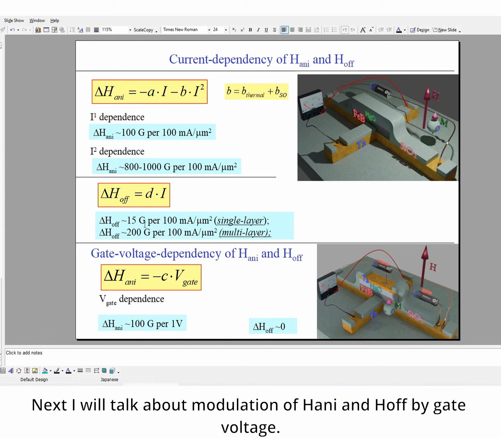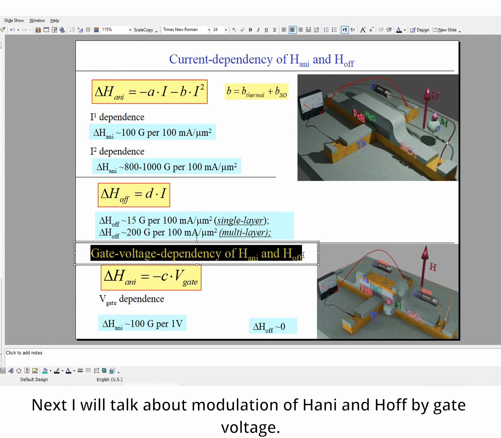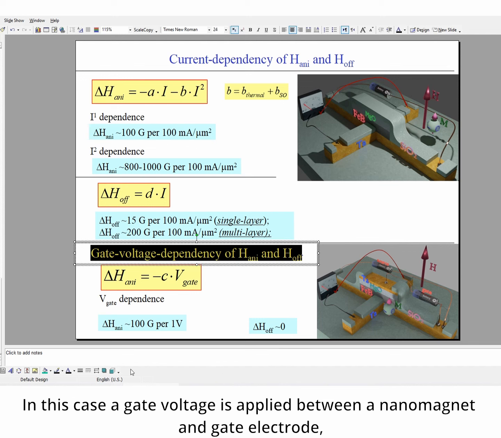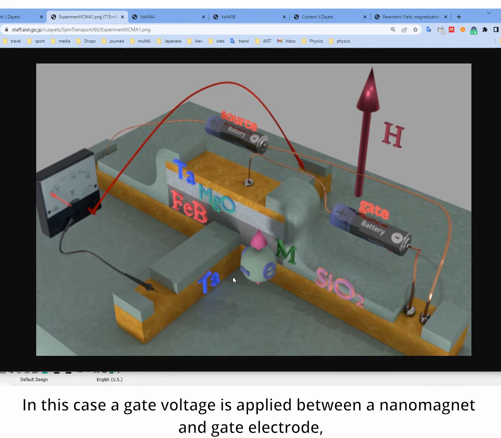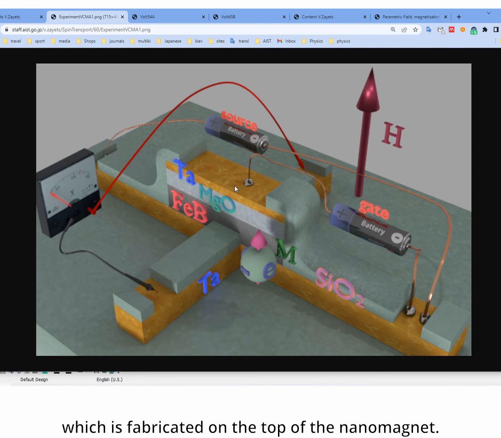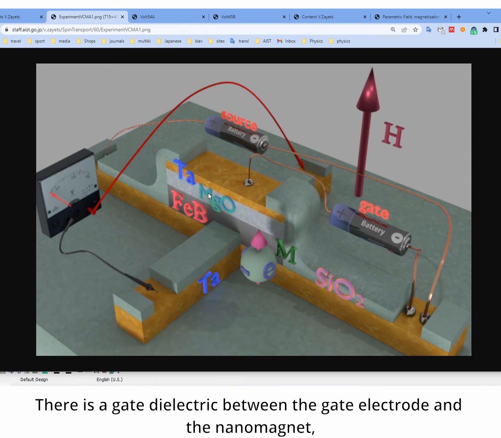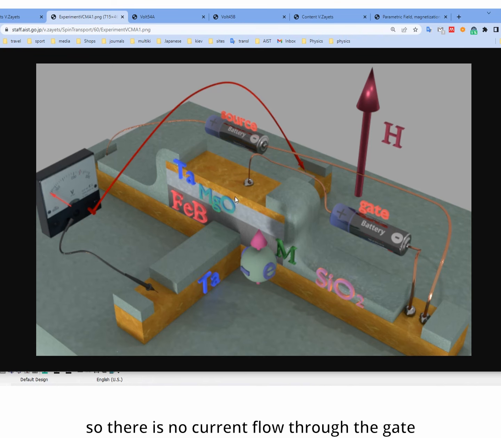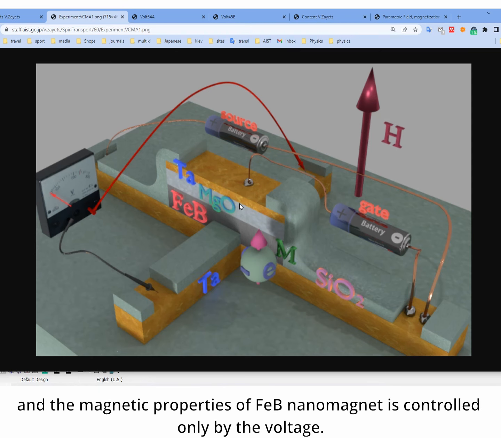Next, I will talk about modulation of anisotropy field and offset field by gate voltage. In this case, gate voltage is applied between a nanomagnet and a gate electrode, which is fabricated on top of the nanomagnet. There is a gate dielectric between the gate electrode and the nanomagnet, so there is no current flow through the gate, and the magnetic properties of the iron-boron nanomagnet are controlled by the voltage, or gate voltage.